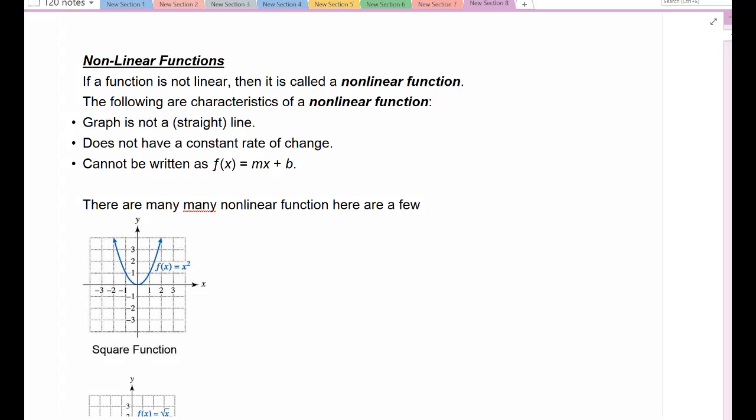Secondly, it doesn't have a constant rate of change, meaning its slopes are different. It doesn't have the same slope. Some slopes are positive, some are negative, some are steeper, some are less steep. They're different. And you can't write it in the form f of x equals mx plus b. There's no constant slope, no constant y-intercept. There are infinitely many different functions. Here are just a few basic ones.